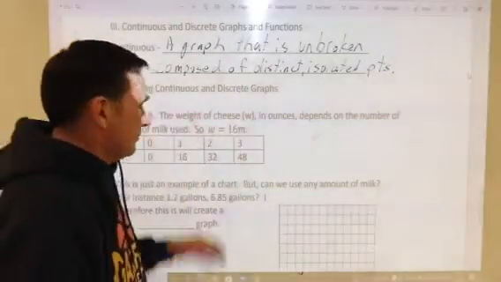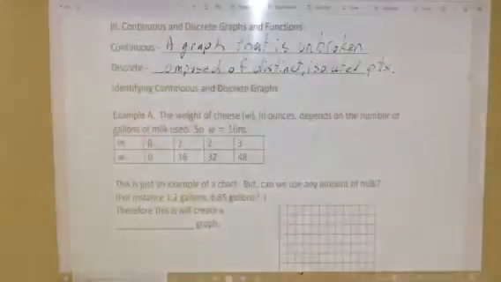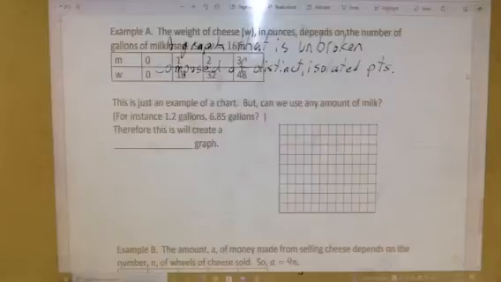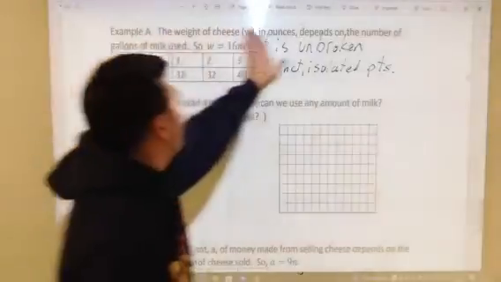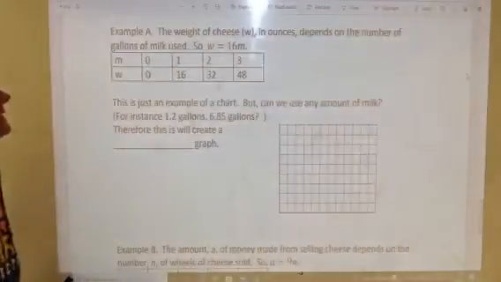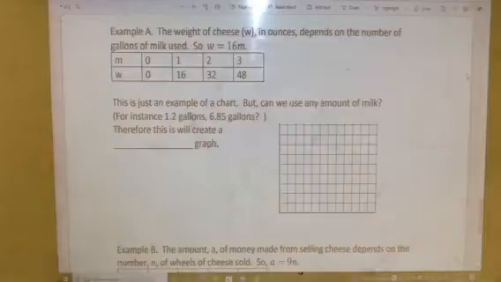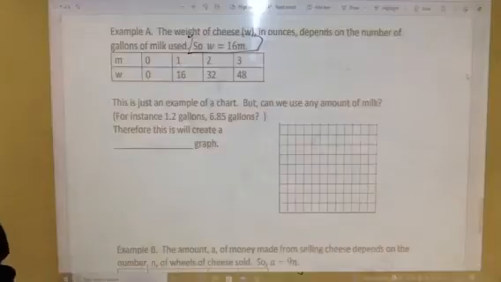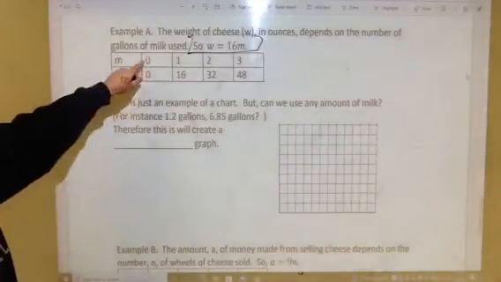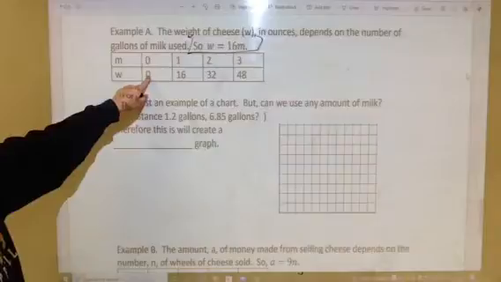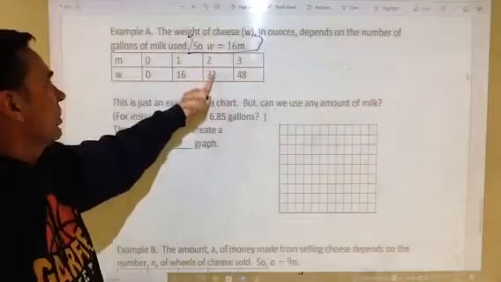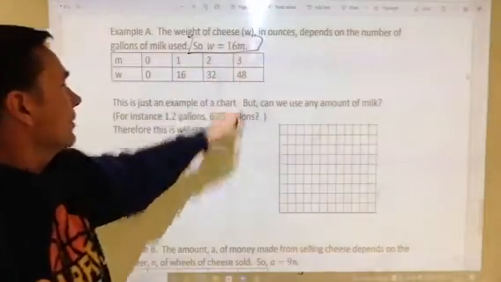So when we're looking at these, if we're looking to graph these last two examples, we need to think about that. And I'm not going to graph these, again, for sake of time, but here's the example. The weight of cheese in ounces depends on the number of gallons of milk used. So we're using this function, W equals 16M. There's a little chart here. 0 gallons of milk, we get 0 ounces of cheese. 1 gallon of milk, 16 ounces of cheese. 2 gallons of milk, 32 ounces of cheese, and so forth.